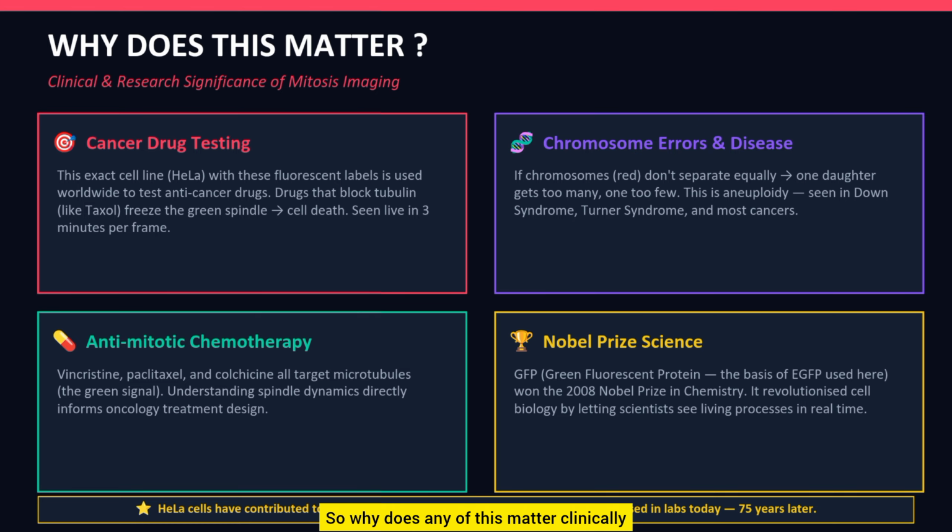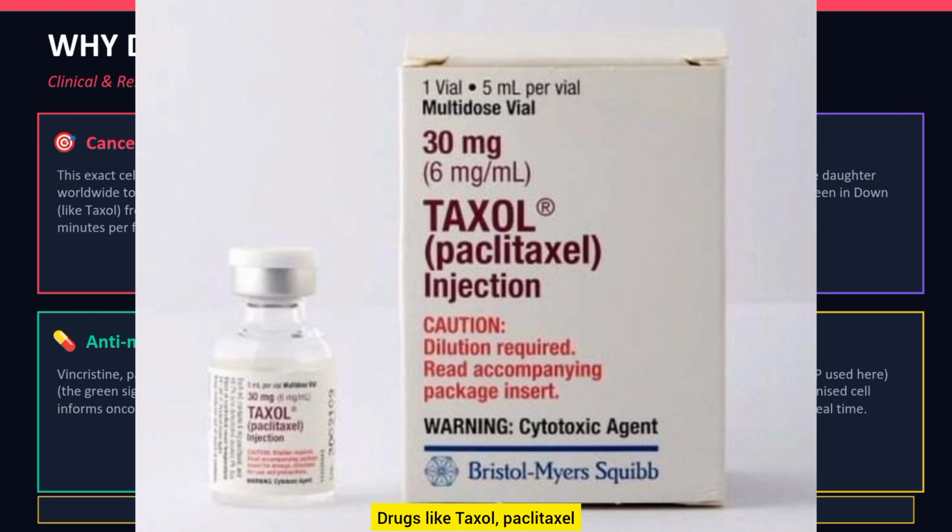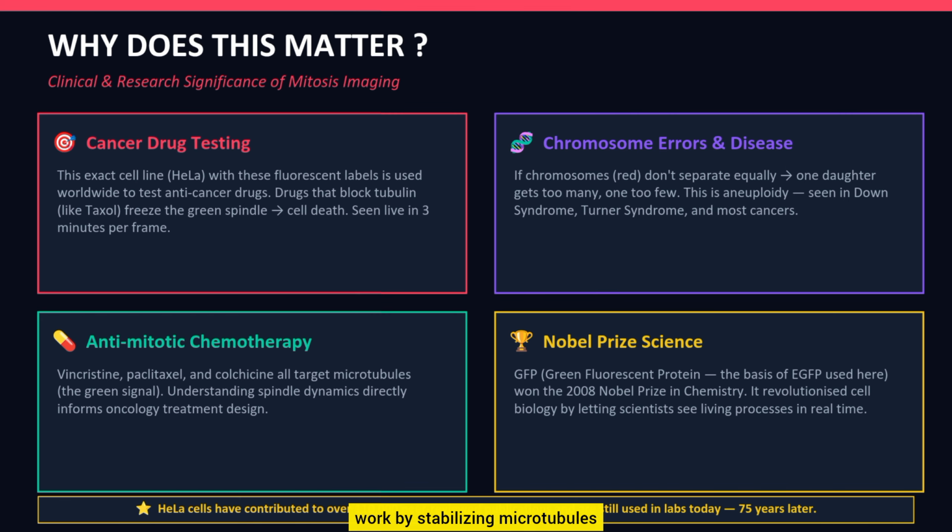So why does any of this matter clinically? 1. Cancer drug testing. HeLa cells with these exact fluorescent labels are used in cancer research labs worldwide to test anti-cancer drugs. Drugs like Taxol, paclitaxel, work by stabilizing microtubules, preventing the spindle from functioning. In the video, you'd see the green spindle freeze, and the cell die. This is how researchers screen new chemotherapy candidates.